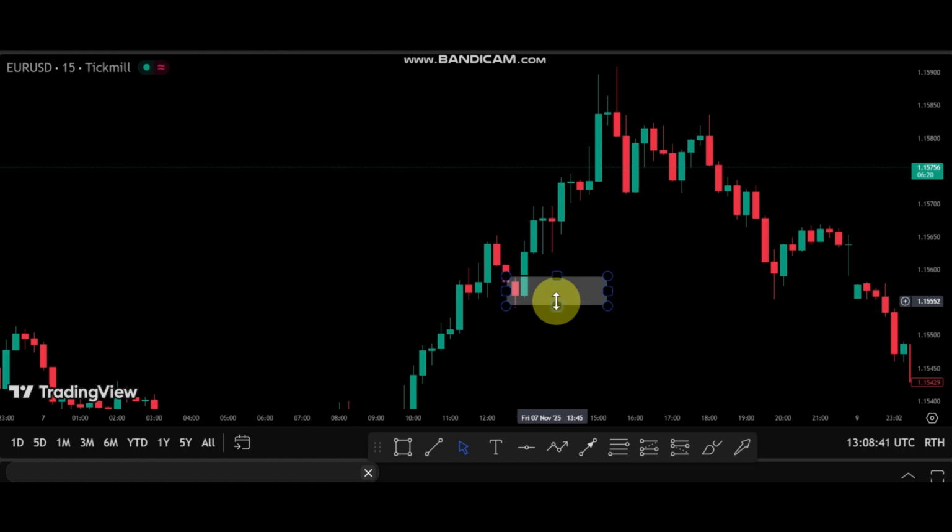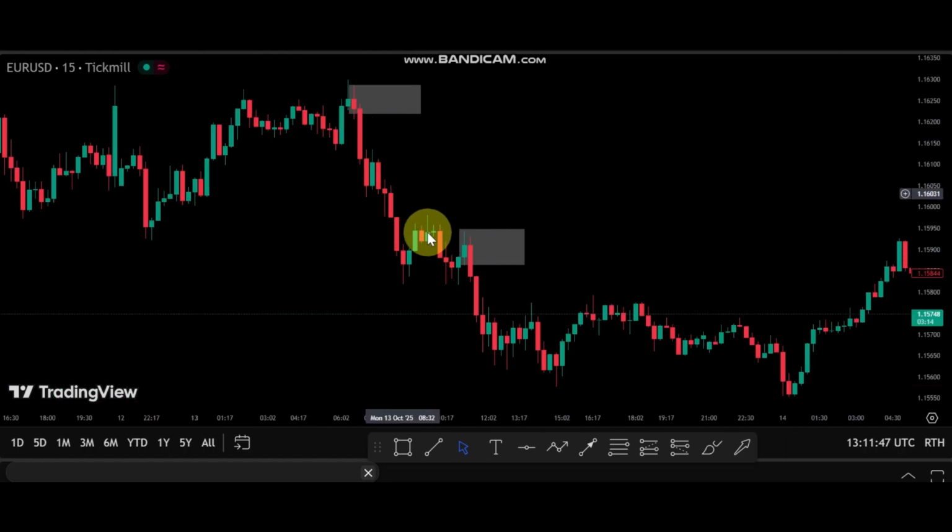Now let me show you other blocks in the bearish, downward trend. In the downward trend, this small weak red candle before this large impulsive candle is our order block.